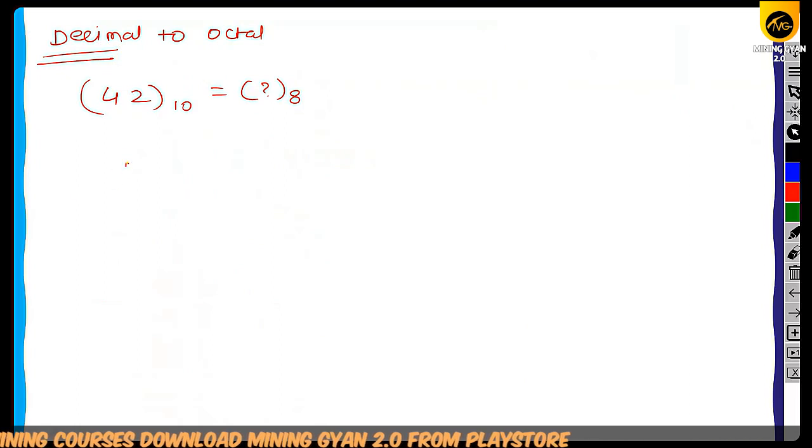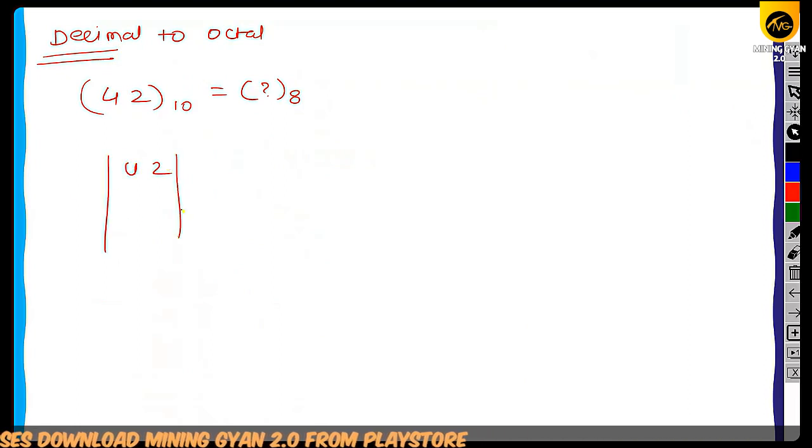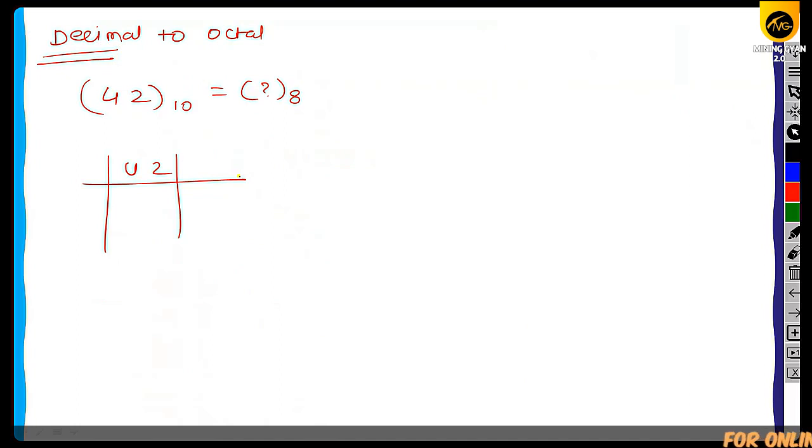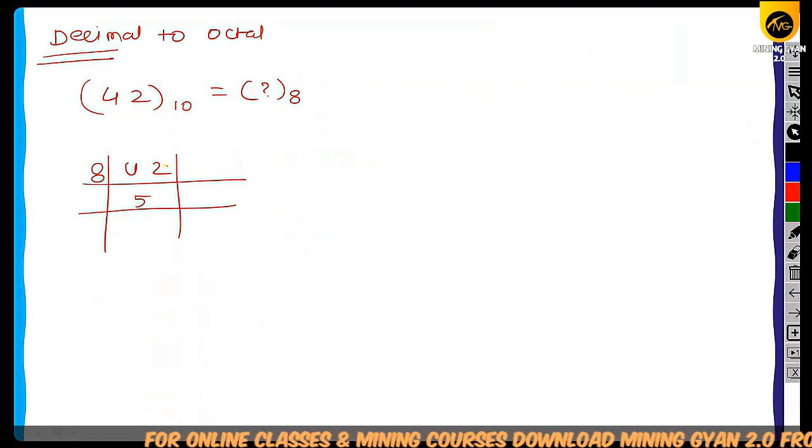Now 42 divided by 8, because the base number of octal is 8, so that's why we have to divide it by 8. Like in the binary system the base number is 2, so we have to divide by 2 to convert into binary. Similarly we have to divide by 8, because 8 is the base number of octal. So 8 fives are 40, then we have 2 as a remainder.